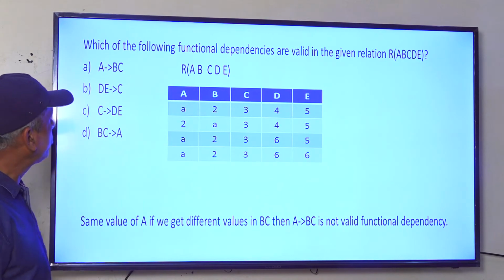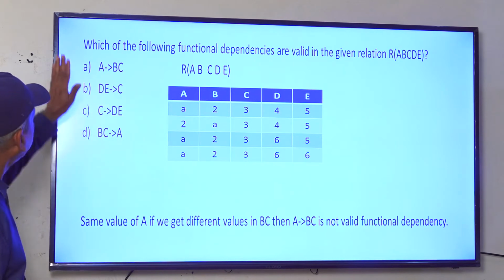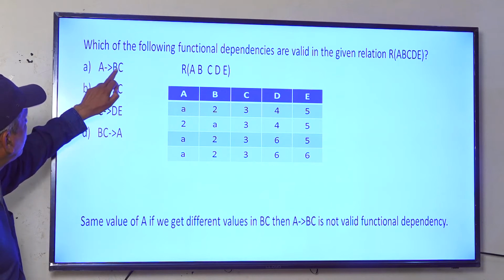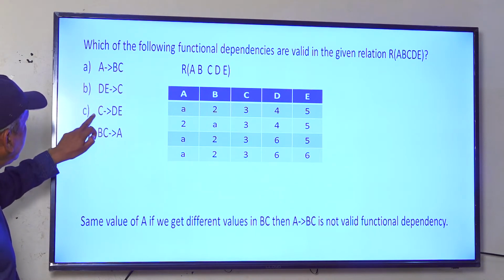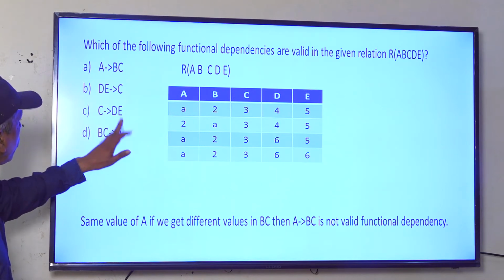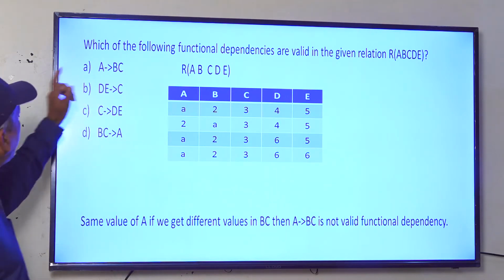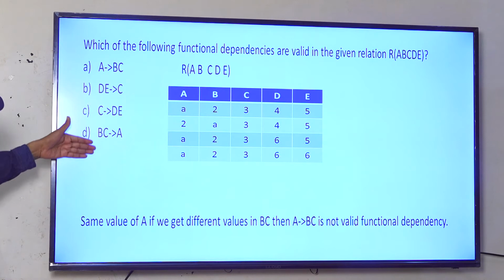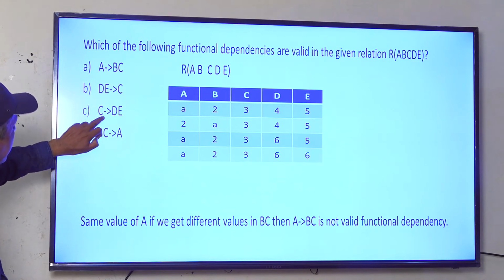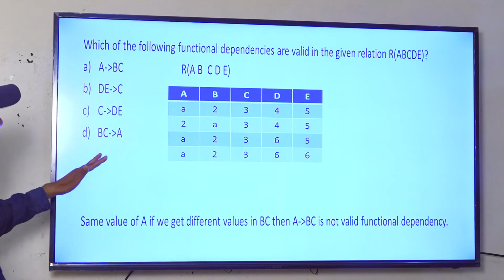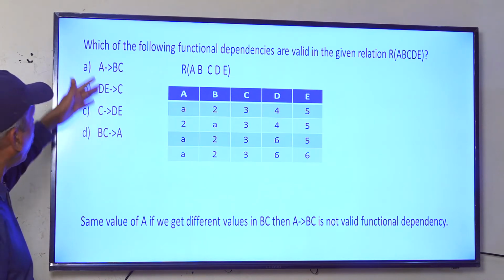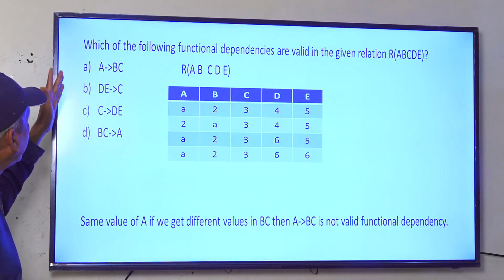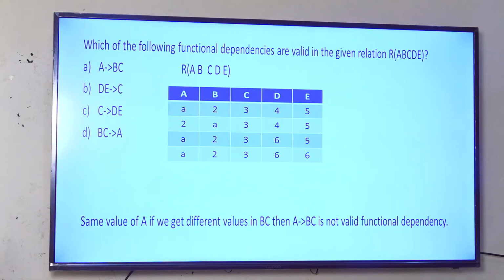So these 5 attributes are there. All data are given. Now which of the functional dependencies, this is a functional dependency: A produces BC, DE produces C, C produces DE, BC produces A. Now we find out how many functional dependencies there are. 4 functional dependencies. Out of these 4 functional dependencies, whether all are valid or none of the functional dependencies is valid. Now we verify it.